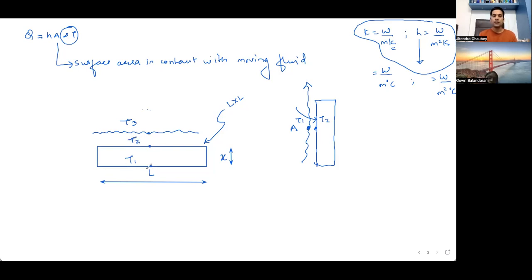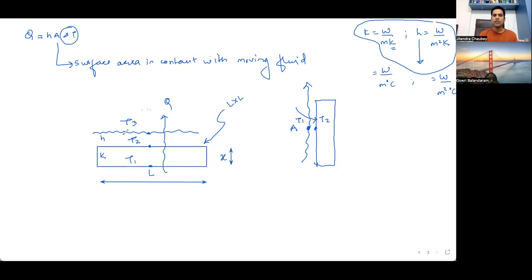So the plate will have thermal conductivity K. The fluid will have heat transfer coefficient of convection H. The electrical analogy here is that the slab and the fluid are in series, because heat would flow either in the upward direction or the downward direction, always towards the lower temperature. We assume the hotter temperature is T1 and the colder temperature is T3. The heat flow will be towards the colder temperature.